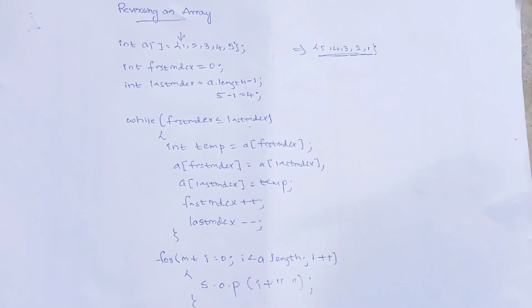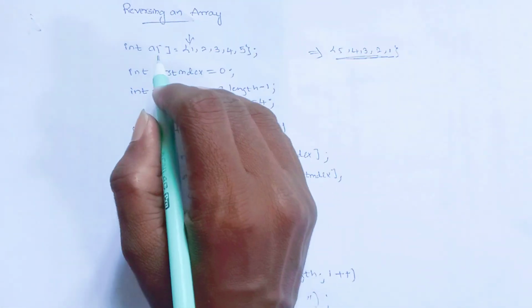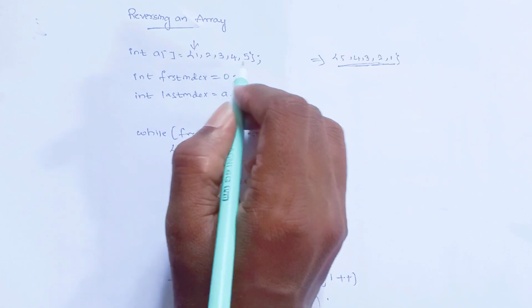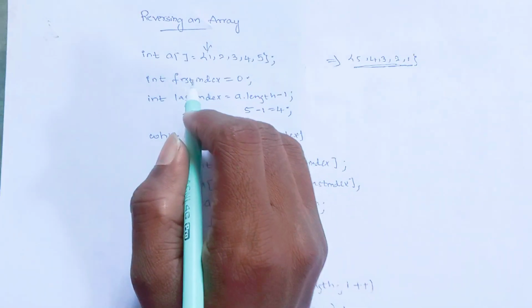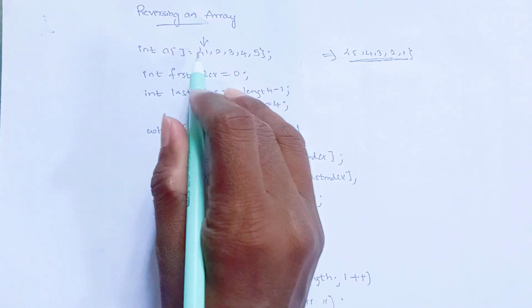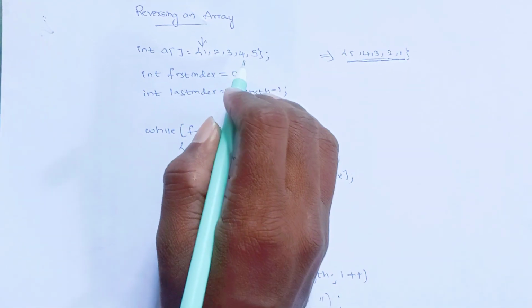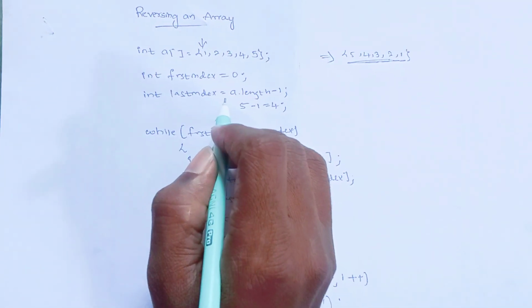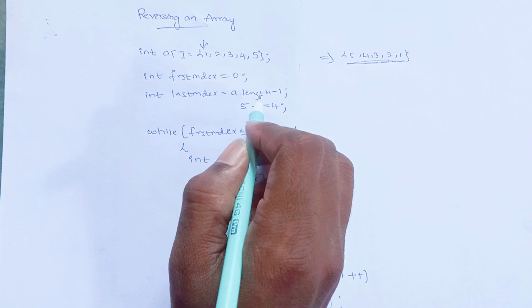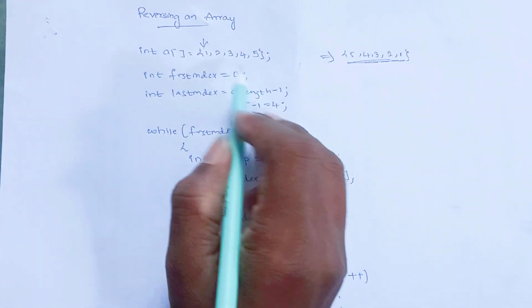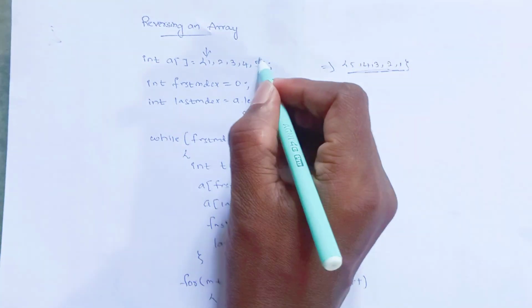Now let us see how it actually works. At first I have taken the array A and stored the 5 elements in the order 1, 2, 3, 4, 5. Then I have taken the variable first index, which is of type int, equals to 0. Here 0 is the first index of this particular array. Then I have taken another variable, last index, which is of type int, equals to a dot length minus 1. A dot length means the number of elements. Here we have 5 elements, minus 1 equals to 4. So this particular array ends with index 4.